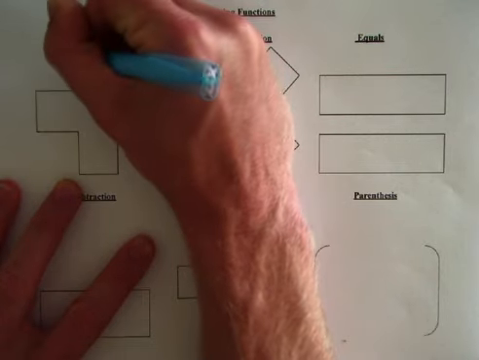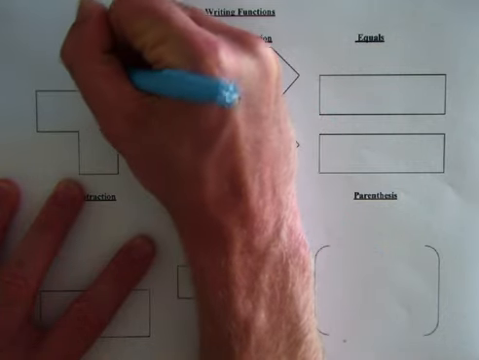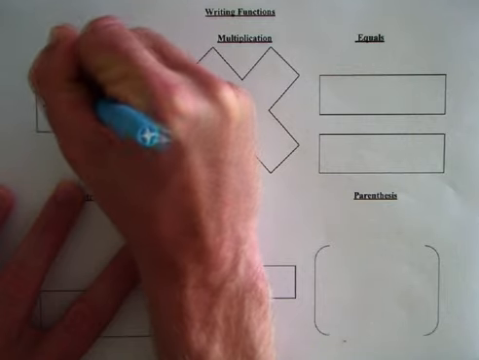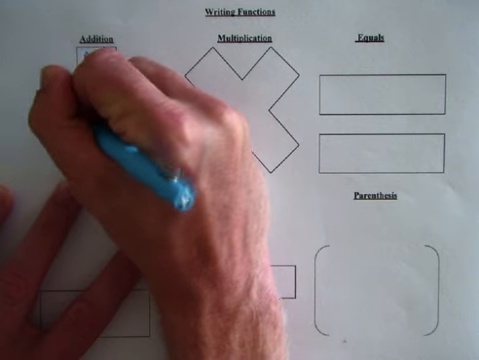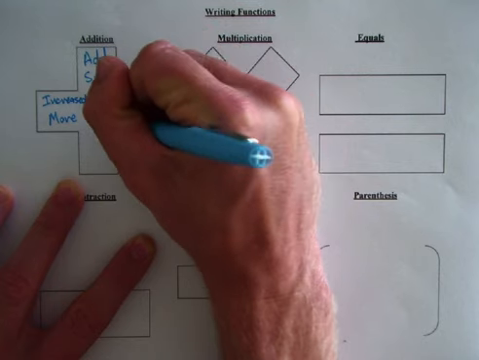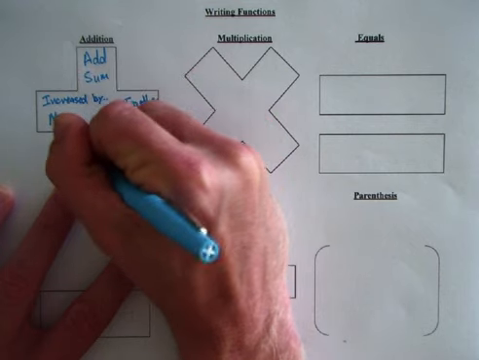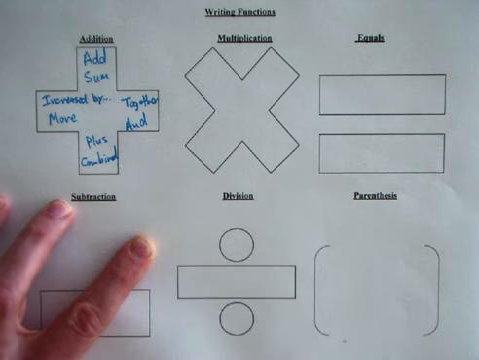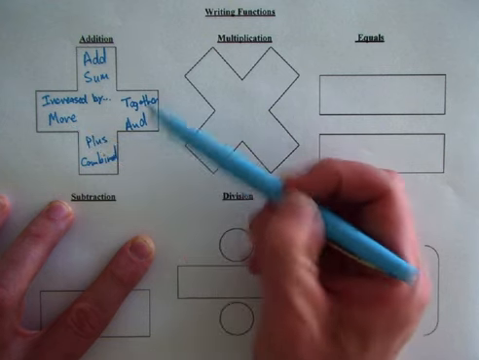If you see the word add, or sum, or increased by, or more, or together, or and, or plus, or combined. These are clues that what you're really supposed to probably be doing is addition. Add, sum, increased by, more, together, and, plus, combined.